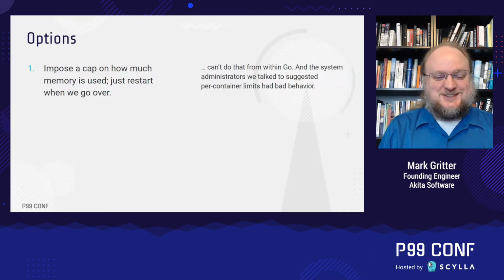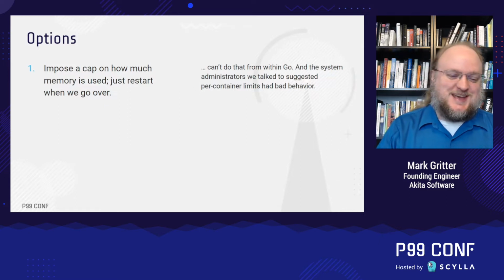But Linux doesn't really let you limit your own RSS, resident set size. And the Go runtime creates a 16 gigabyte virtual memory space for its heap with no way to limit that.